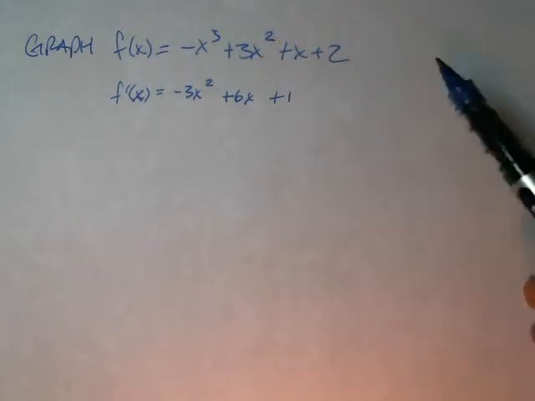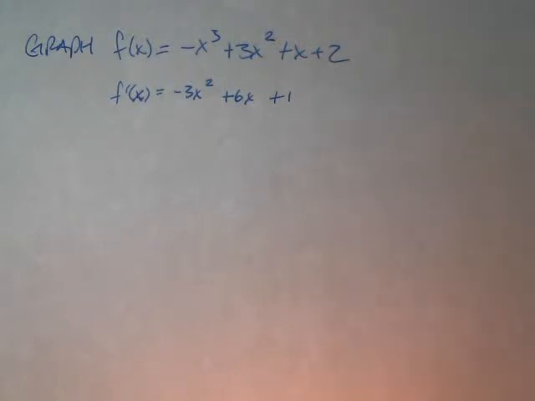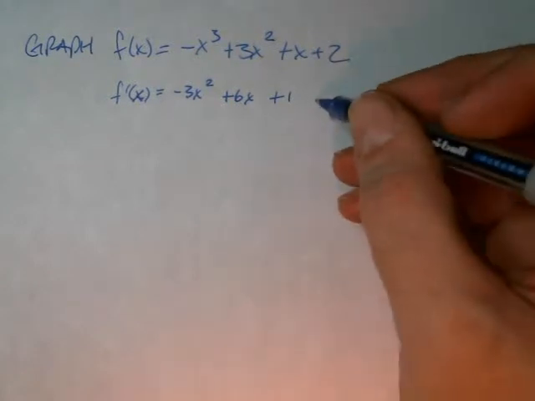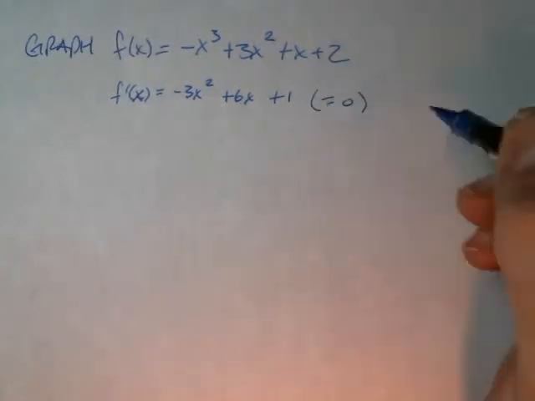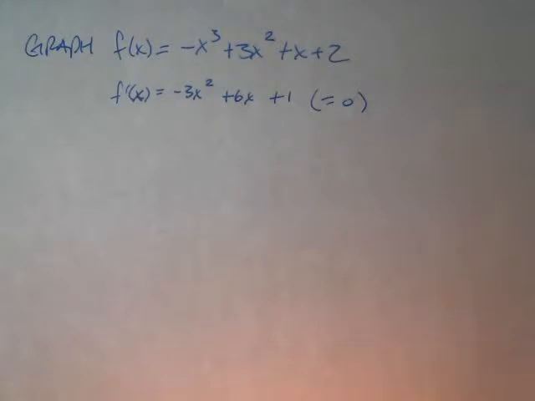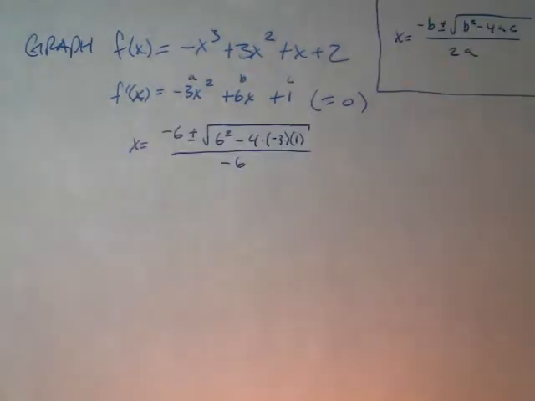So step one for us is to find this derivative. Then you have to set it equal to 0 and factor. When we set this equal to 0, I don't know if the one on the test factors. This one here doesn't, so I'm going to use the quadratic formula.